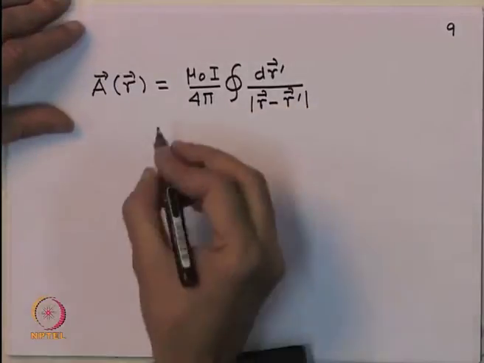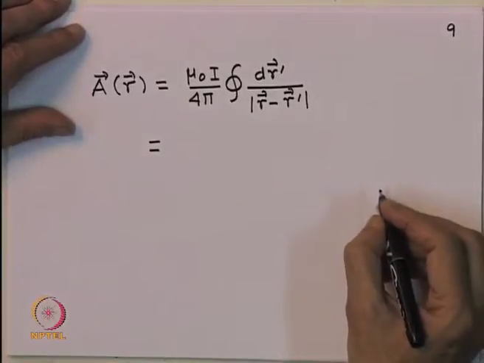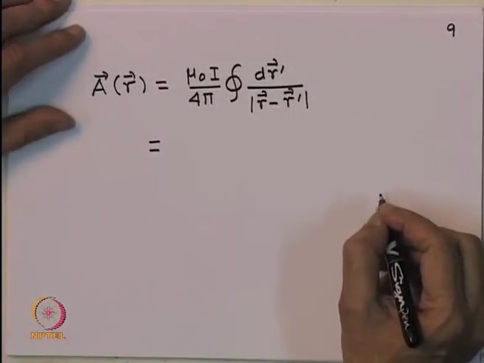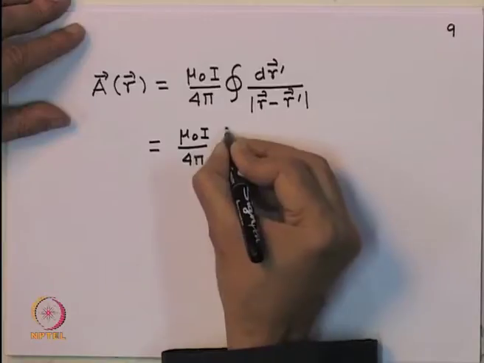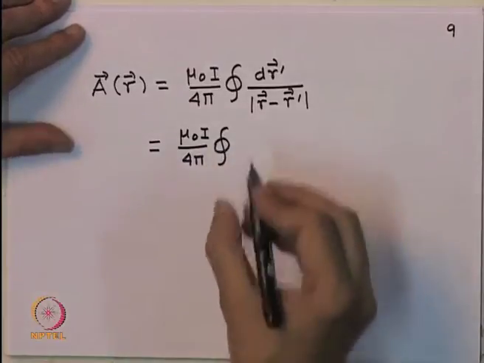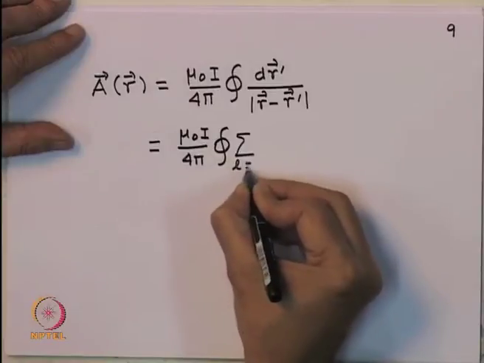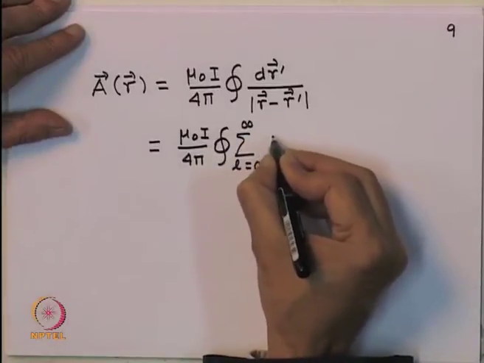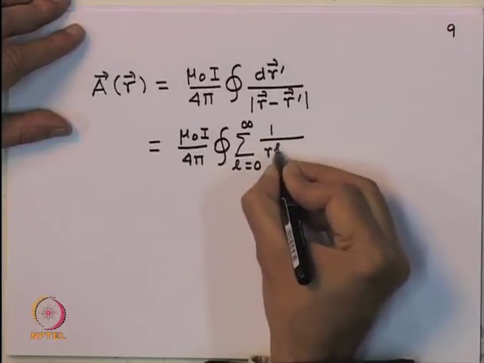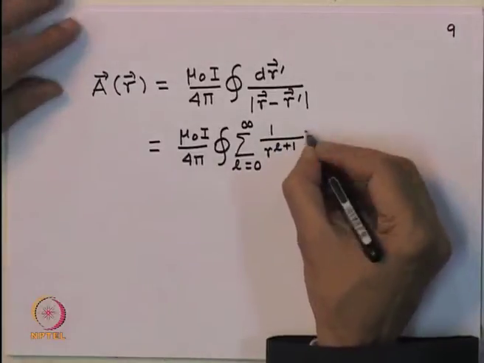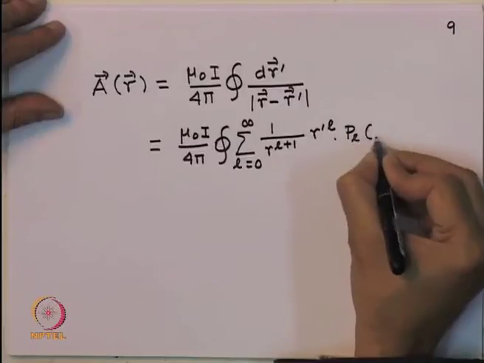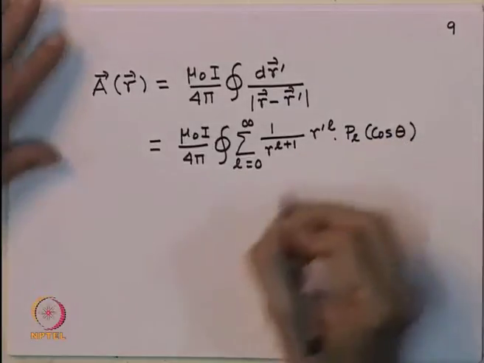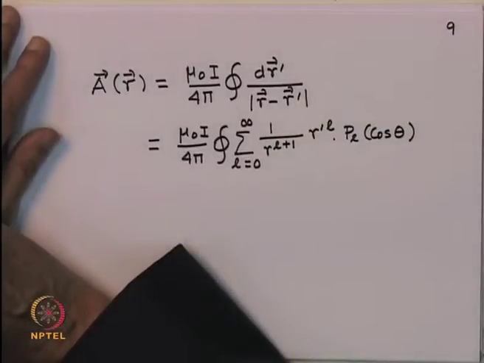So, while doing electrostatics, we had seen 1 over the magnitude of r minus r prime had an expansion, which gives mu 0 I by 4 pi, loop integral remains. Since r is large, I will take this as sum over L equal to 0 to infinity. I will pull out 1 over r to the power L plus 1, and then I have r prime raised to the power L and P L cos theta. This expansion in Legendre polynomials is something which we had done earlier.